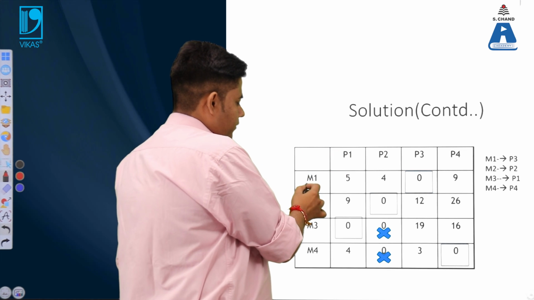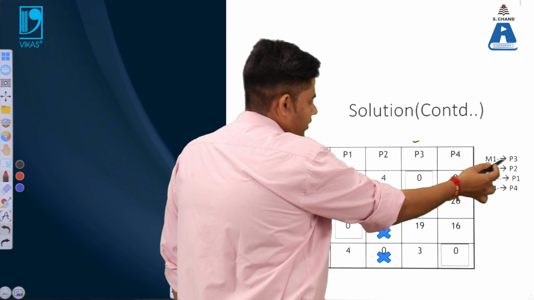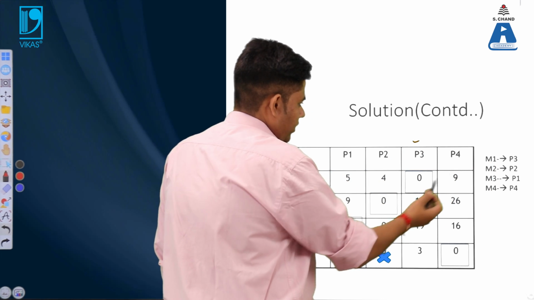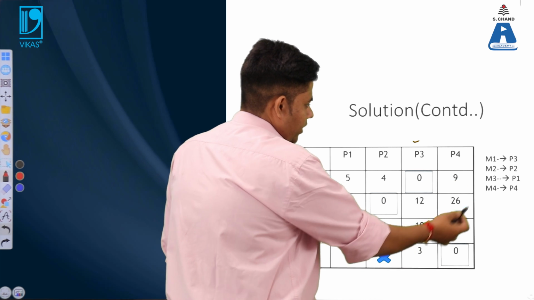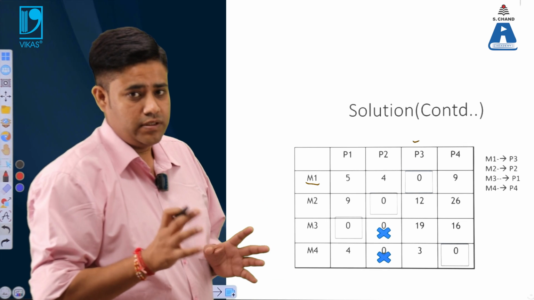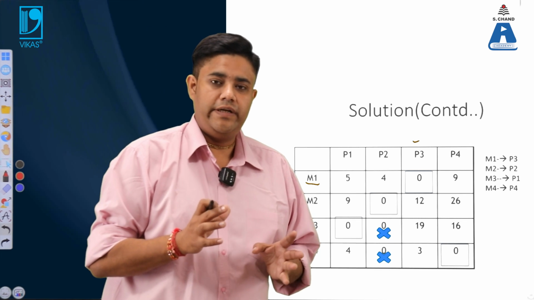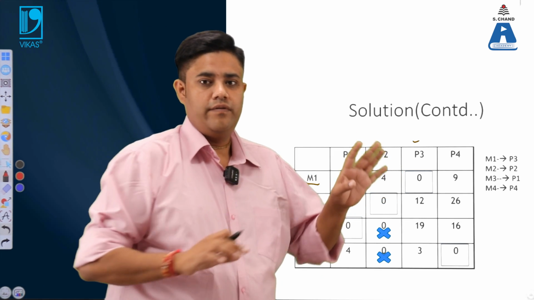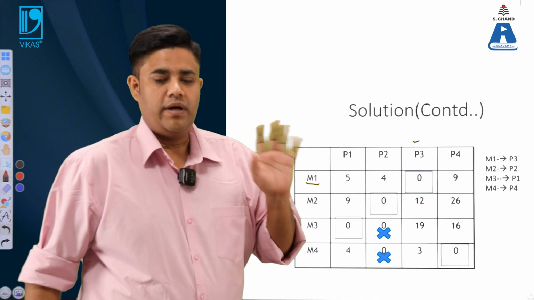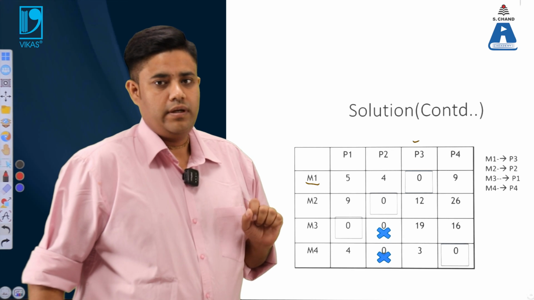M1 is connected to P3, it's written over here. M2 is connected to P2, M3 is connected to P1, and M4 is connected to P4. And then look for the associated data from the initial value, which is of the maximization type. So when you total it up, you will get a maximum value in hand.